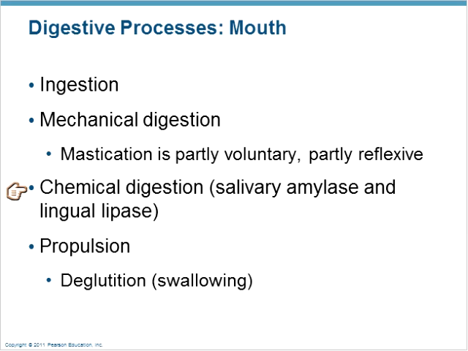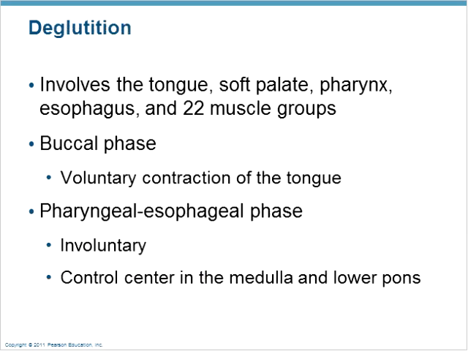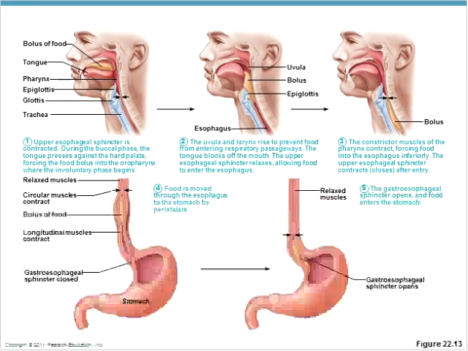We also have chemical digestion in the mouth, where the salivary amylase and lingual lipase start to break down the food. And then we have propulsion, and that's the swallowing. We have deglutination, where we swallow the bolus of food. Deglutination involves the tongue, the soft palate, the pharynx, the esophagus, and 22 muscle groups. There's the buccal phase, where it's voluntary contraction of the tongue, and the pharyngeal-esophageal phase, which is involuntary, and the control center is in the medulla and the lower pons of the brainstem.